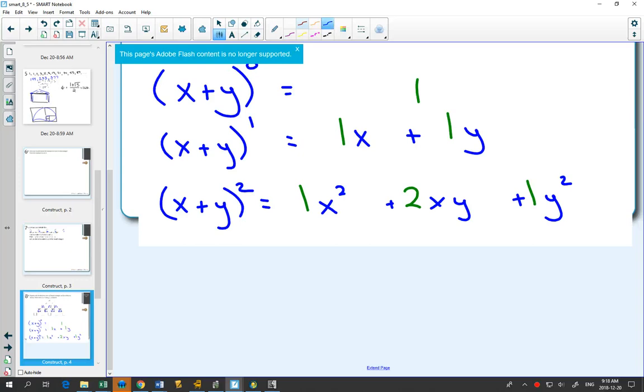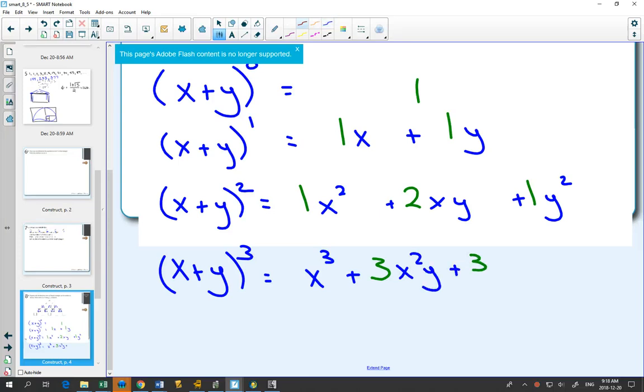What do you think happens if you did x plus y cubed? Well, you'd have to FOIL 2 of them and get x squared plus 2xy plus y squared, and then multiply by another x plus y. This could take some time. Combine all your like terms, and you get x cubed plus 3x squared y plus 3xy squared plus y cubed.